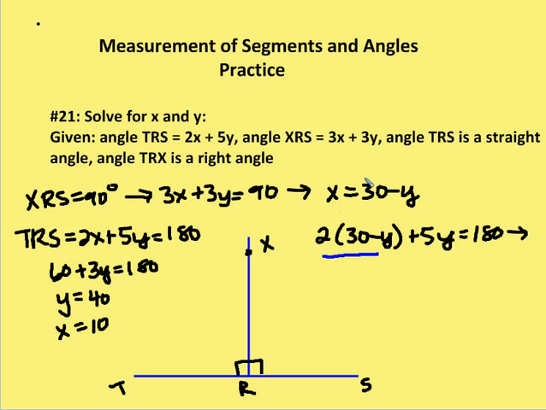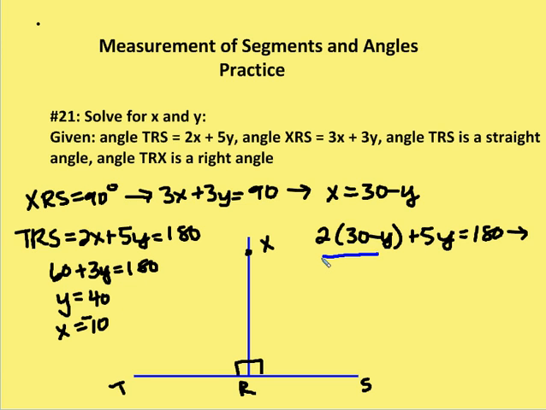Now I can plug the value of y back in and solve for x. And I end up getting x is equal to, this should be negative 10 for my answer. So y is equal to 40, x is equal to negative 10.